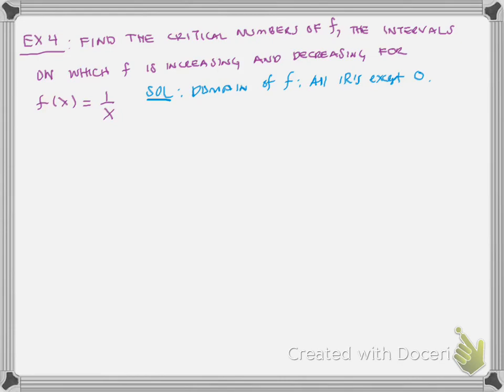Okay, so I'm going to rewrite f of x as x to the negative 1. All right, we know we have to find the derivative. And so that's negative x to the negative 2, and so negative 1 over x squared. What's the domain of this?